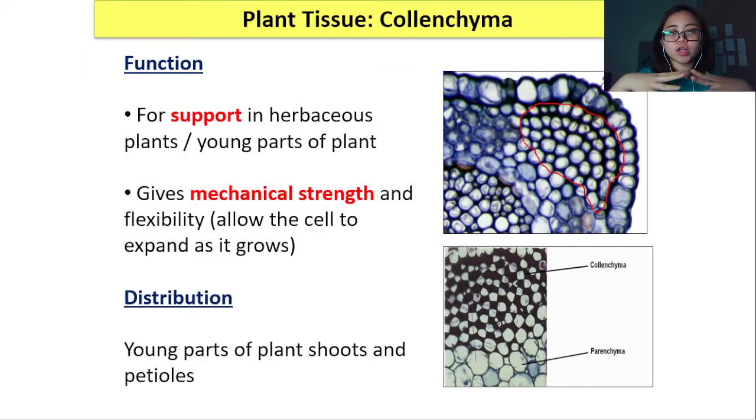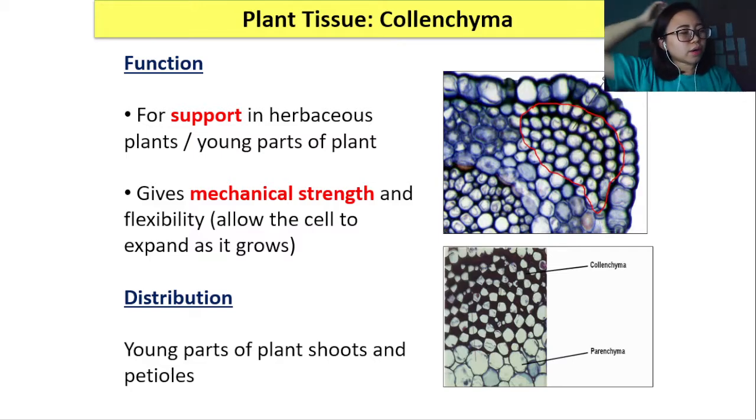Okay, apa fungsi collenchyma? The function of collenchyma is for support in herbaceous plants or young parts of plants. So herbaceous plants is plants like my kangkung, tumbuh-tumbuhan yang lembut, dia punya kulit tidak keras. Collenchyma yang menjadi sel yang tampung dia, untuk support dia. Sometimes you can also write flexible support. And it will give mechanical strength and flexibility to the plant to allow the cell to expand as it grows.